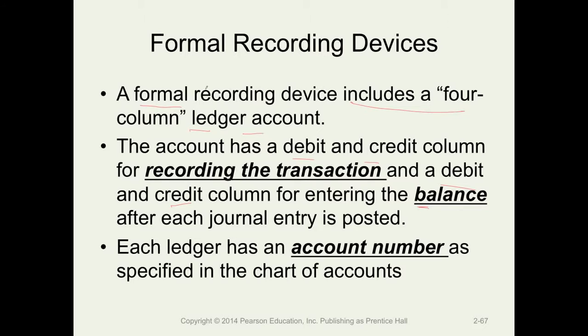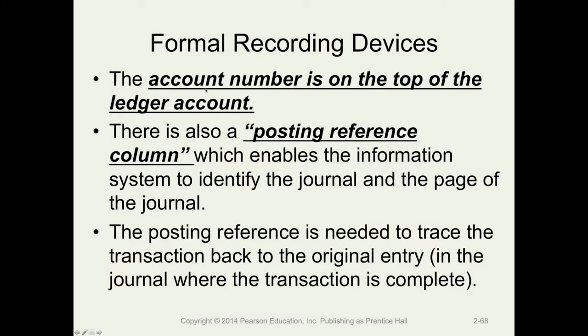Now, the account numbers are also included. The account number is typically on the top of the ledger account, and there's also a posting reference column, as we'll see. The posting reference column would reference the page of the journal that the transaction is taken from. So it's a cross-referencing system, and this is needed to trace the transaction back to the journal.